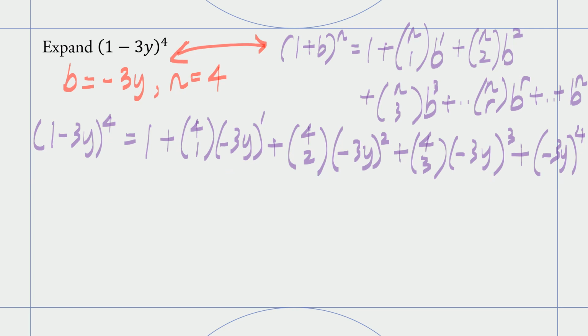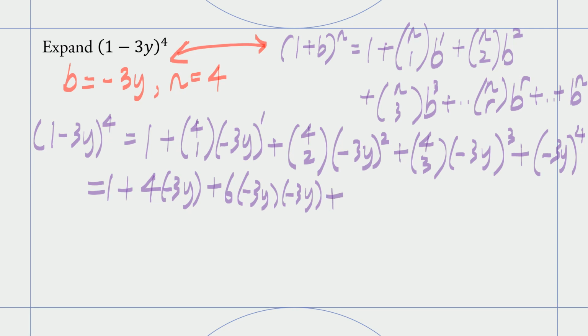So get your calculator ready. To evaluate 4C1, you type in 4 on the calculator, followed by the Shift key, followed by nCr, followed by 1, you would get 4. Bracket negative 3y, 4C2, 4 Shift nCr 2, 6. Negative 3y times negative 3y. Okay, yeah, if you're not very confident, I would advise you to just write it up. No harm. So 4 Shift nCr 3, you get 4.